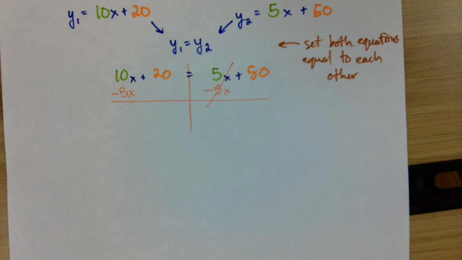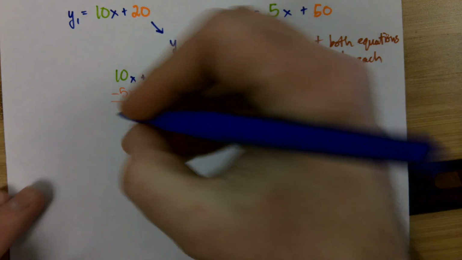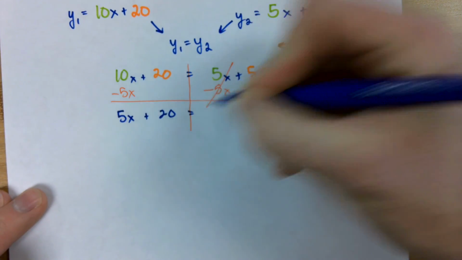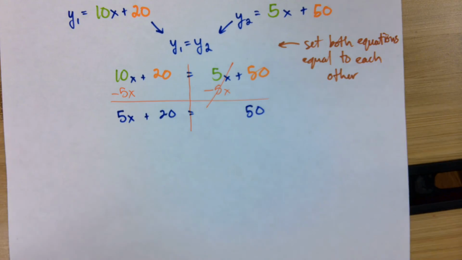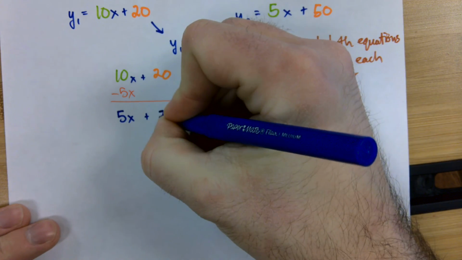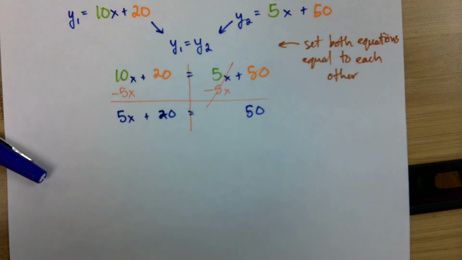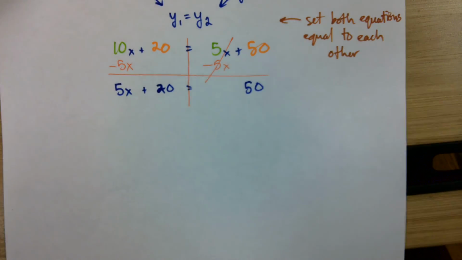They cancel out on the right. That gives us 5x plus 20 is equal to 50. What are we going to do now? Now that we've moved our variable term, what can we do next? Mason?